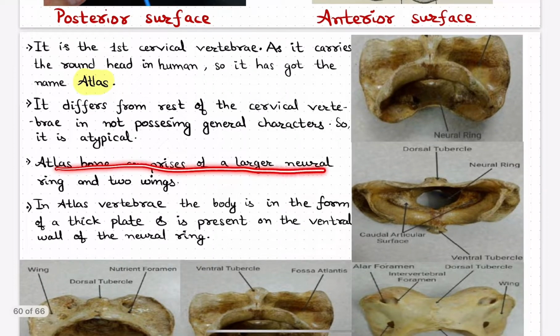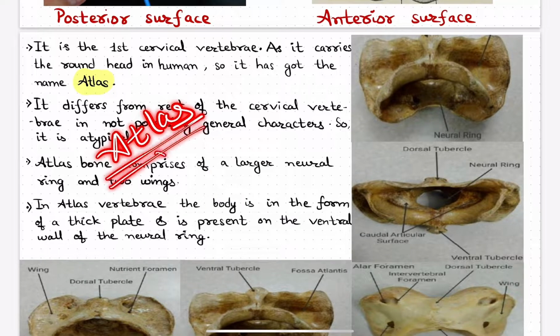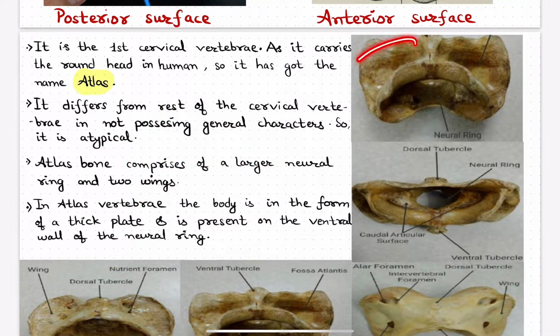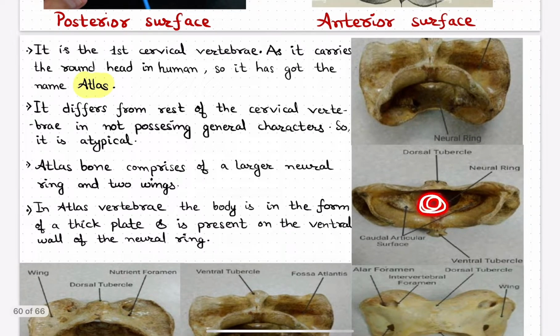Atlas bone comprises a large neural ring and two wings. So what does the atlas bone comprise? Two things: wings and neural ring. This is the wing region, this is the wing region, and this is the neural ring region. And this central foramen is known as the vertebral foramen, through which the spinal cord passes.